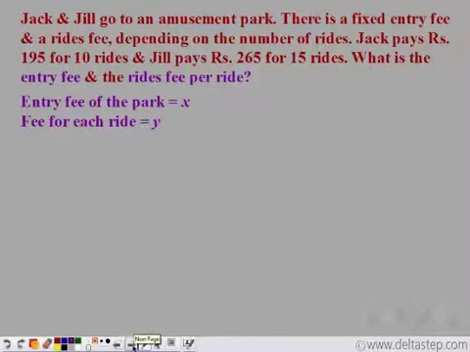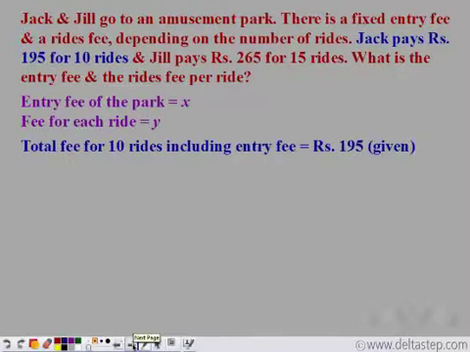Next, what else is given to us? We see that Jack pays rupees 195 for 10 rides. So total amount spent by Jack is rupees 195. This is given to us. So total fee for 10 rides, including entry fee, is rupees 195.